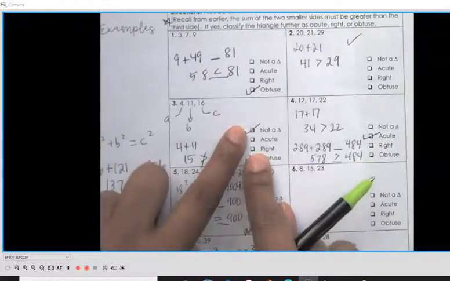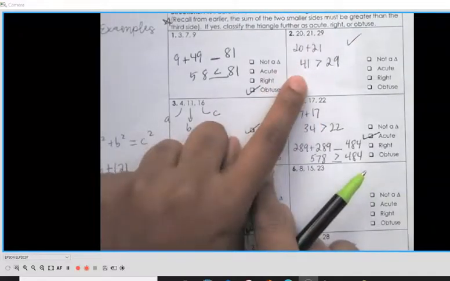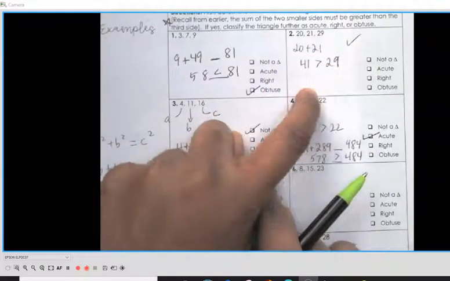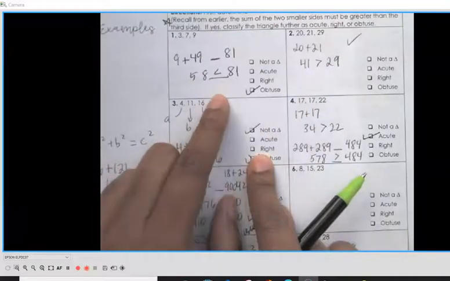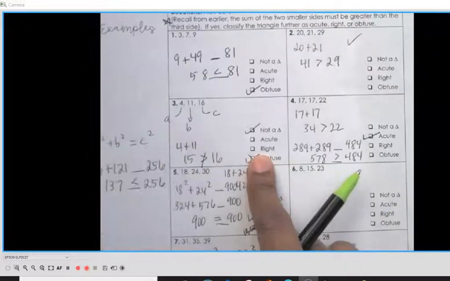So therefore, not a triangle. So 3, not a triangle. This one was acute. I didn't complete this one, but you guys can do that. Again, square 20 squared for 400, square the 21 squared, square the 29, and figure out which side is bigger. This one was obtuse, okay? So that's how you work with Pythagorean Theorem converses and classifying the right triangle, okay? That takes care of that.